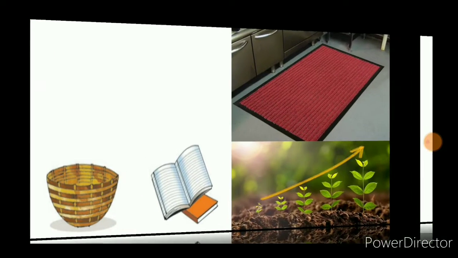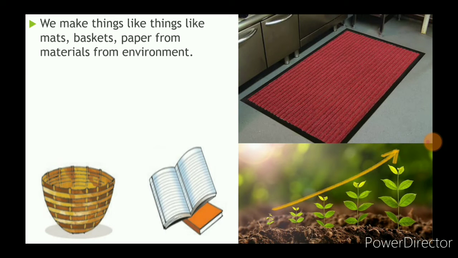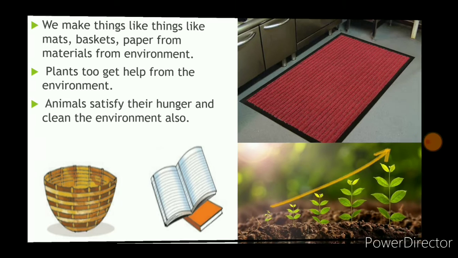Now let us see the explanation. We make things like mats, baskets, paper from materials from the environment. Baskets, papers are used in notebooks. They are taken from the plants. They too are a part of environment. Animals satisfy their hunger and clean the environment also.